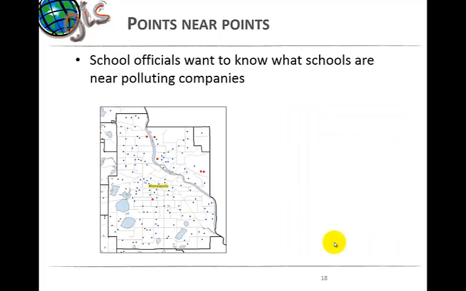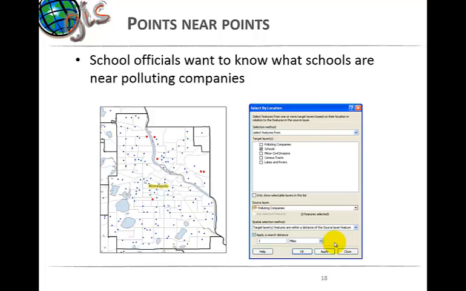And points near points, so sometimes we need to know polluting companies near schools or something like that, or we want to know grocery stores which are close to an address. In any case, this is a point to point selection. So again, we do a spatial selection or select by location, where we select features from schools that are close to the source layer, which is the polluting companies, within a distance of 1 mile.